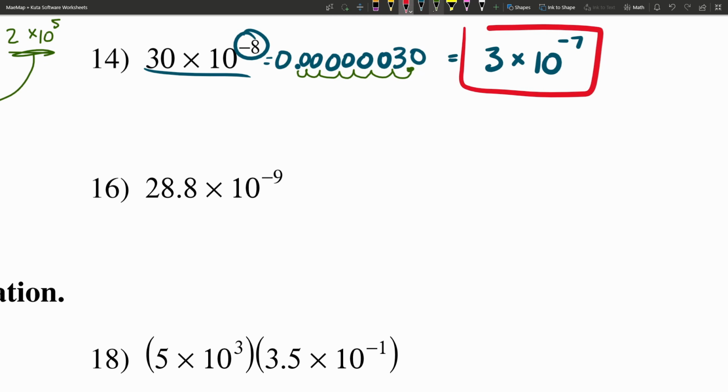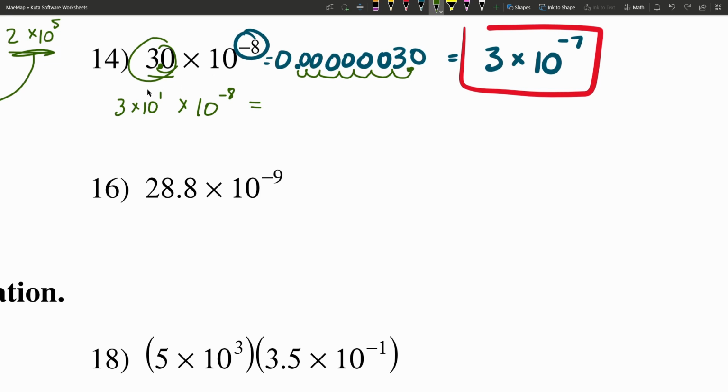Another way we could think about this, starting by writing 30 in scientific notation, well, that's just a matter of moving the decimal place 1 time over to the left. So 30 is equal to 3 times 10 to the 1st. 3 times 10, that's 30. But remember, we have 30 times 10 to the negative 8th as our problem. So we need to take this 3 times 10 to the 1st, which is 30, and multiply it by our 10 to the negative 8th.